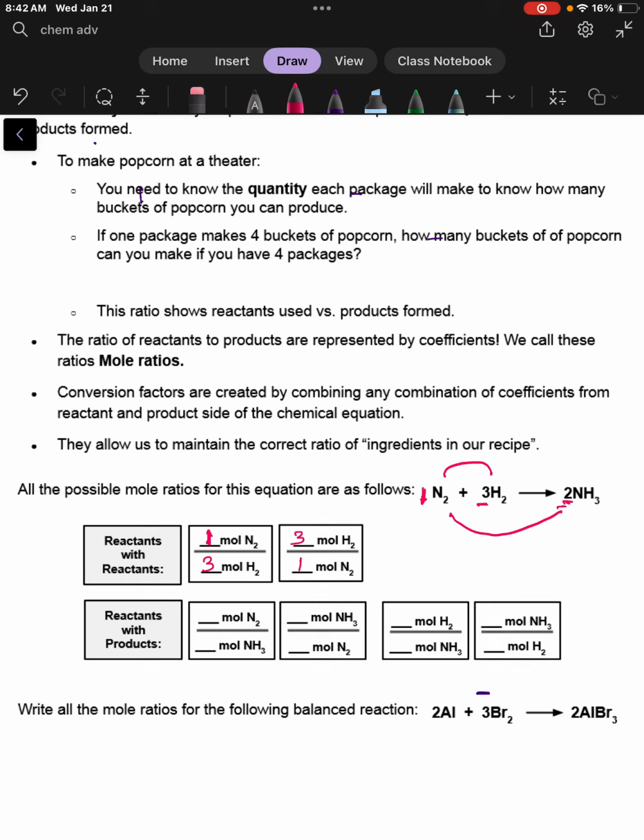Go down, write the ratio between N2 and NH3. How many moles of N2? 1. And how many moles of NH3? 2. Flip it. Then if it is 2 moles of NH3, that is 1 mole of N2. Now write the ratio between hydrogen and NH3. Hydrogen is 3 moles, ammonia is 2 moles. Then flip it, it is 2 over 3.